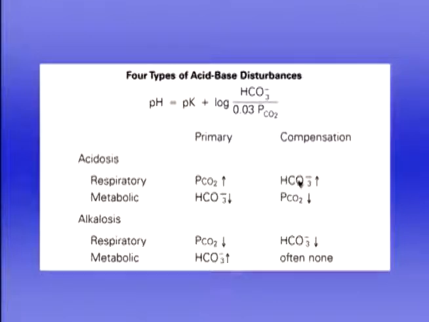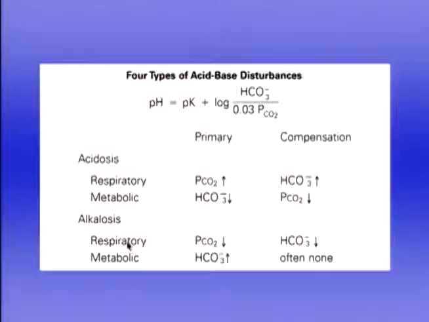And there is renal compensation by increasing the bicarbonate level of the blood. Also, there can be metabolic acidosis that could be caused, for example, by diabetes, and the compensation there is to increase ventilation and reduce the PCO2.